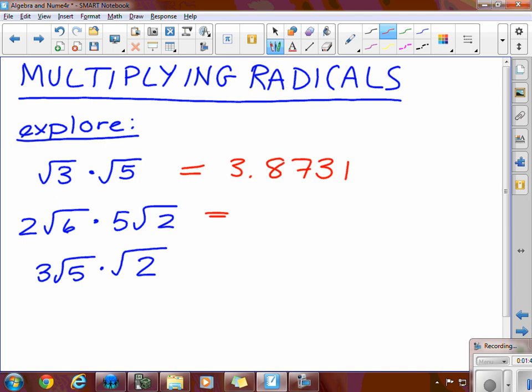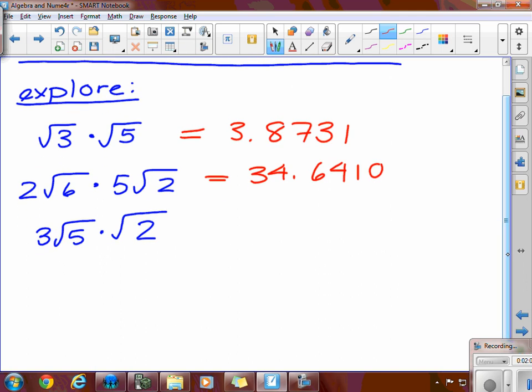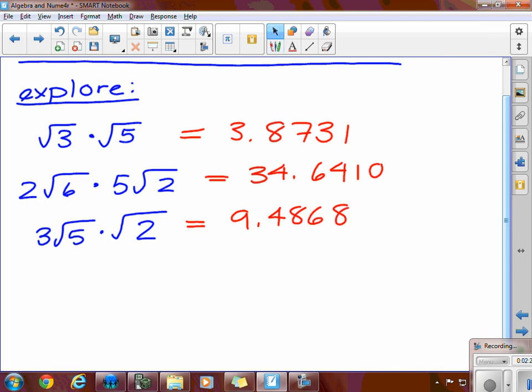What is 2 root 6 times 5 root 2? 34.6410. Okay, and then the last guy, 3 root 5 times a root of 2. 9.4868. Is he right? 9.4868.